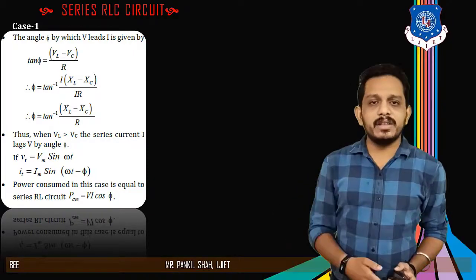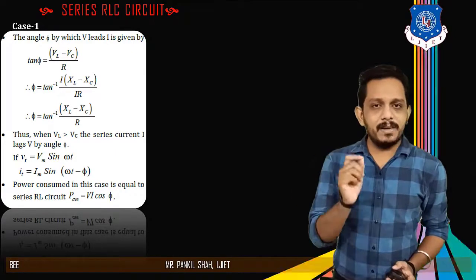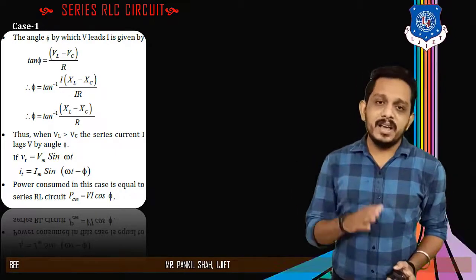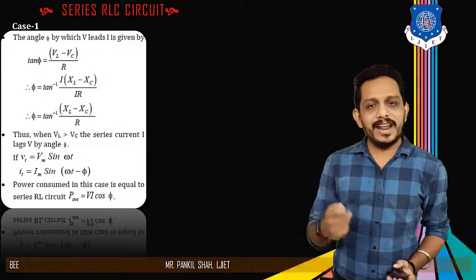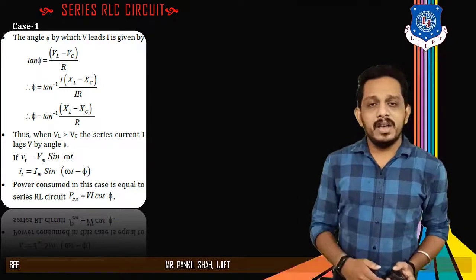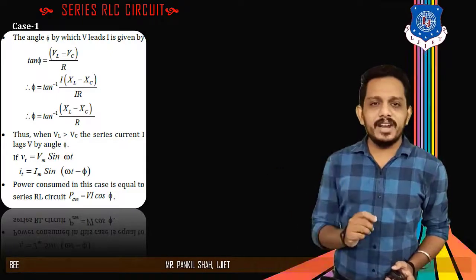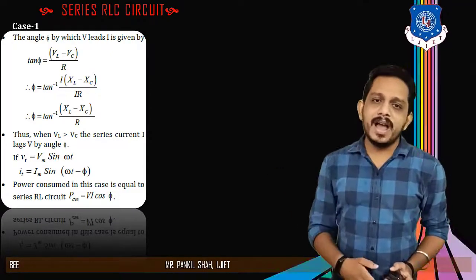So if we put the values of VR, VL and VC, then it will be I XL minus I XC upon I R. So if I is cancelled out, then tan phi is given by this formula: XL minus XC upon R. So you can find the angle by this formula: phi is equal to tan inverse of (XL minus XC) upon R.